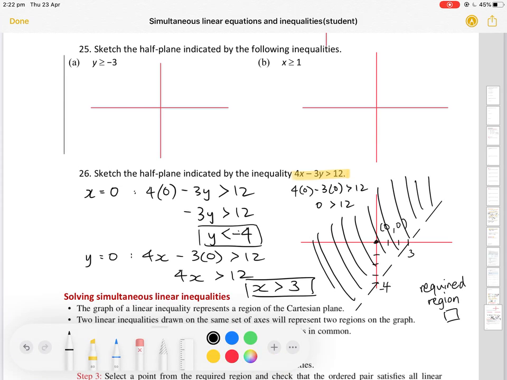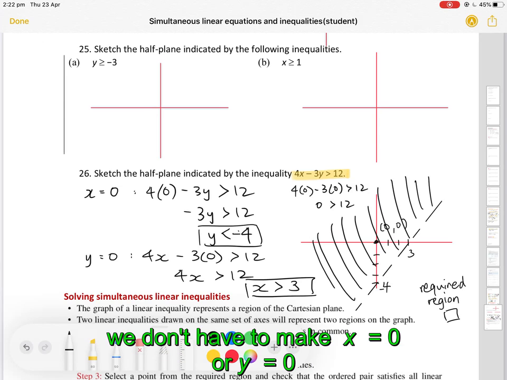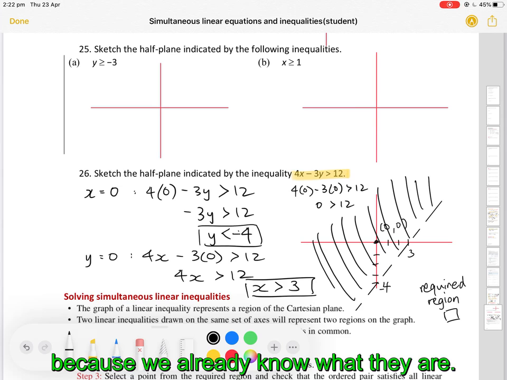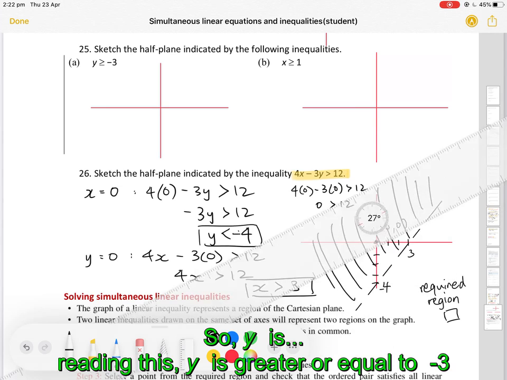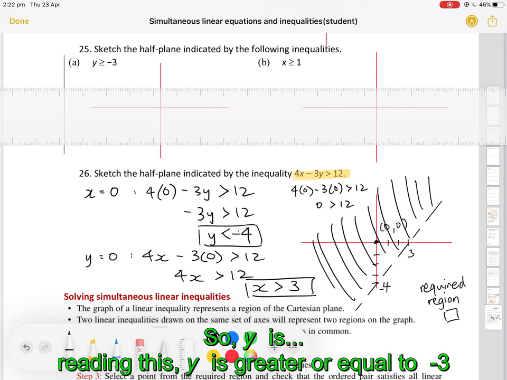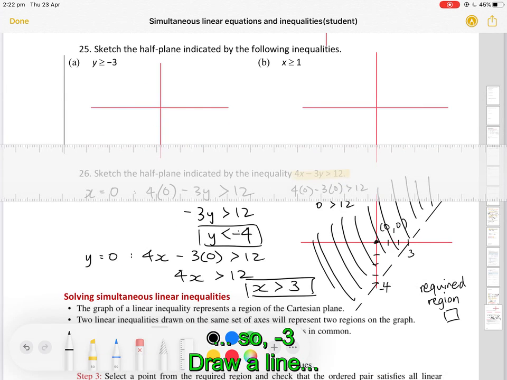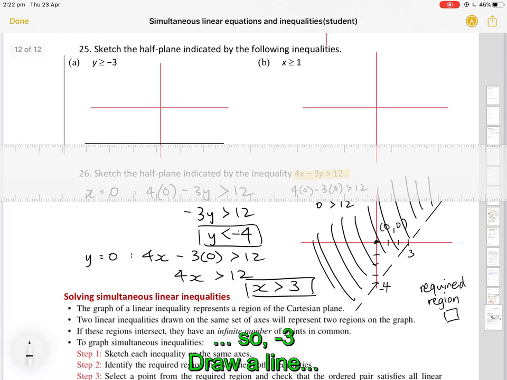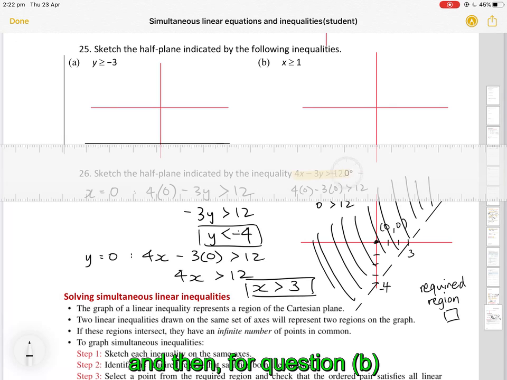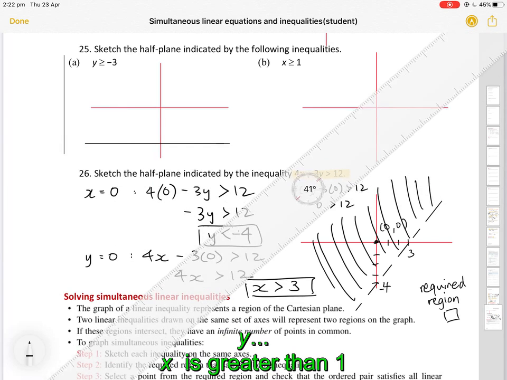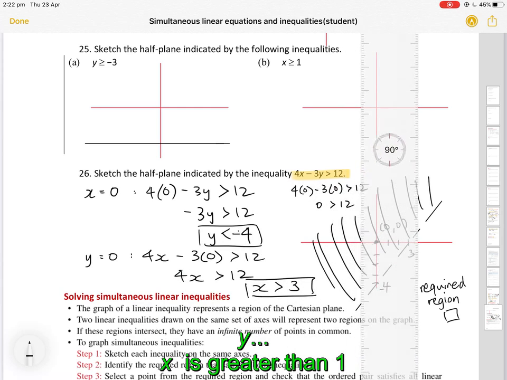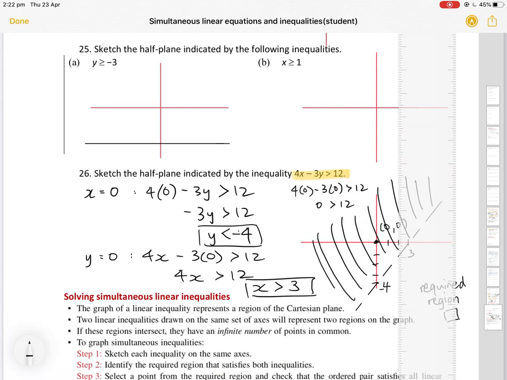For 25, very simple. We don't have to make x equal 0 or y equal 0 because we already know what they are. So, reading this, y is greater than or equal to -3. So at -3, draw a line. That's a solid line. And then for question B, x is greater than or equal to 1, so a solid line as well.